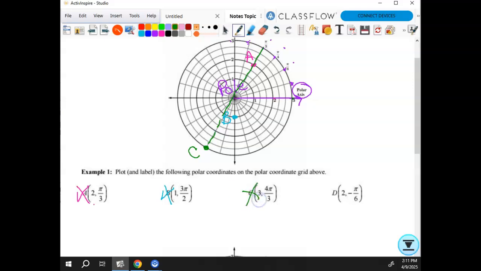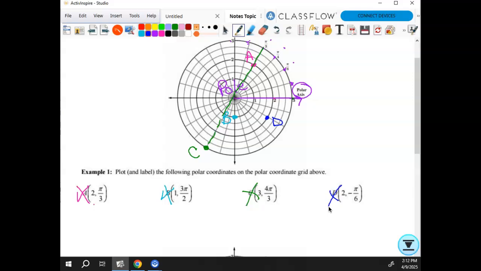All right. Then we have 2, negative pi over 6. Well, we know what to do with negative angles. It's not any different than what we've been doing. I go to 2, I rotate negative pi over 6, end up right there. There's point D.